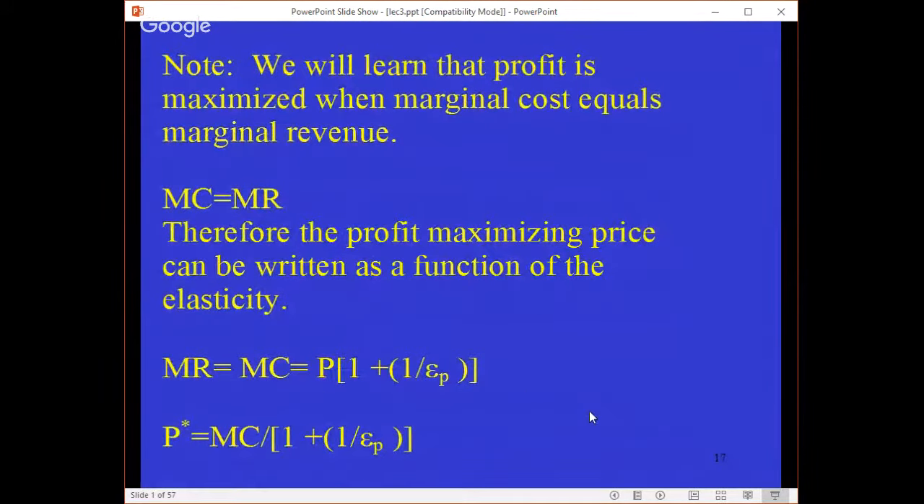Okay. So we'll learn that profits can be maximized when marginal cost equals marginal revenue. We'll talk about.